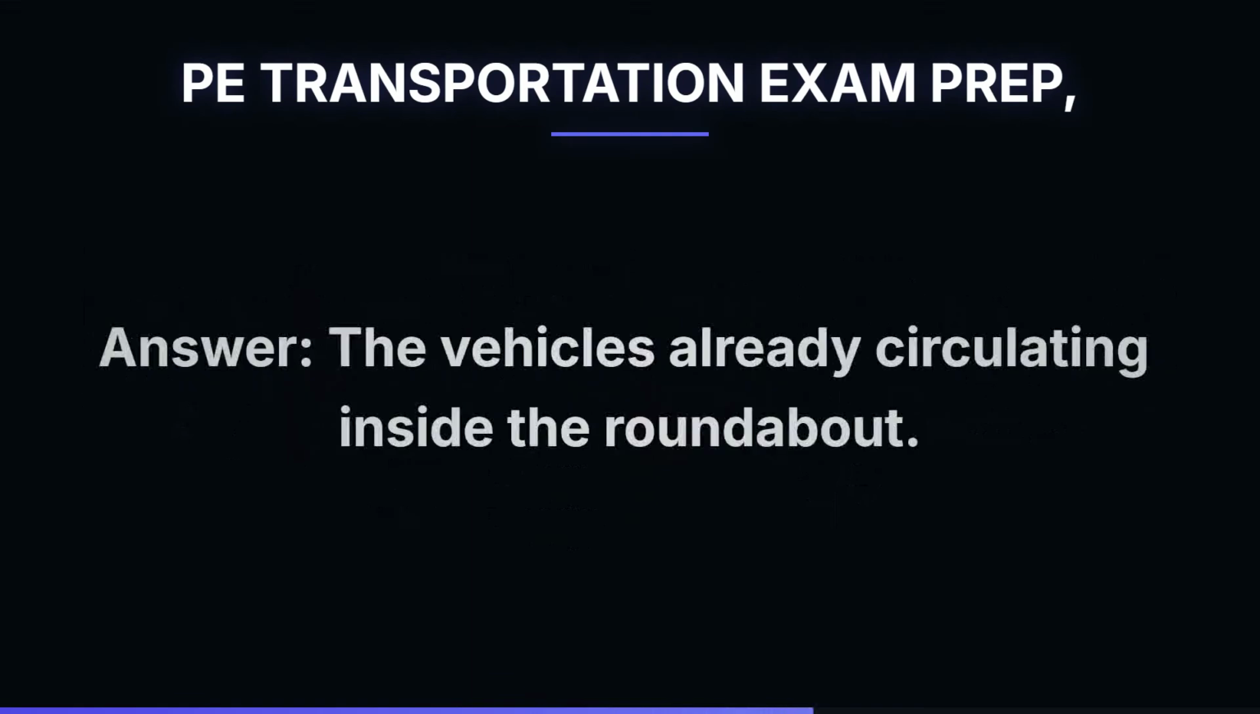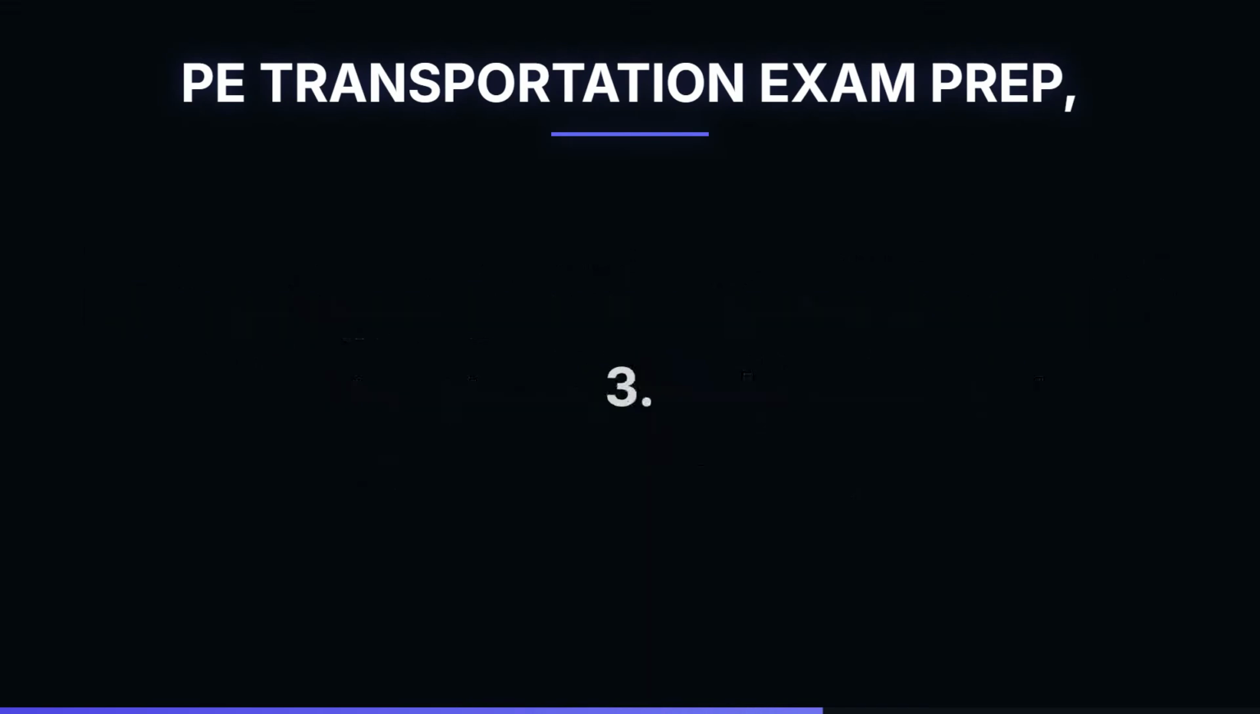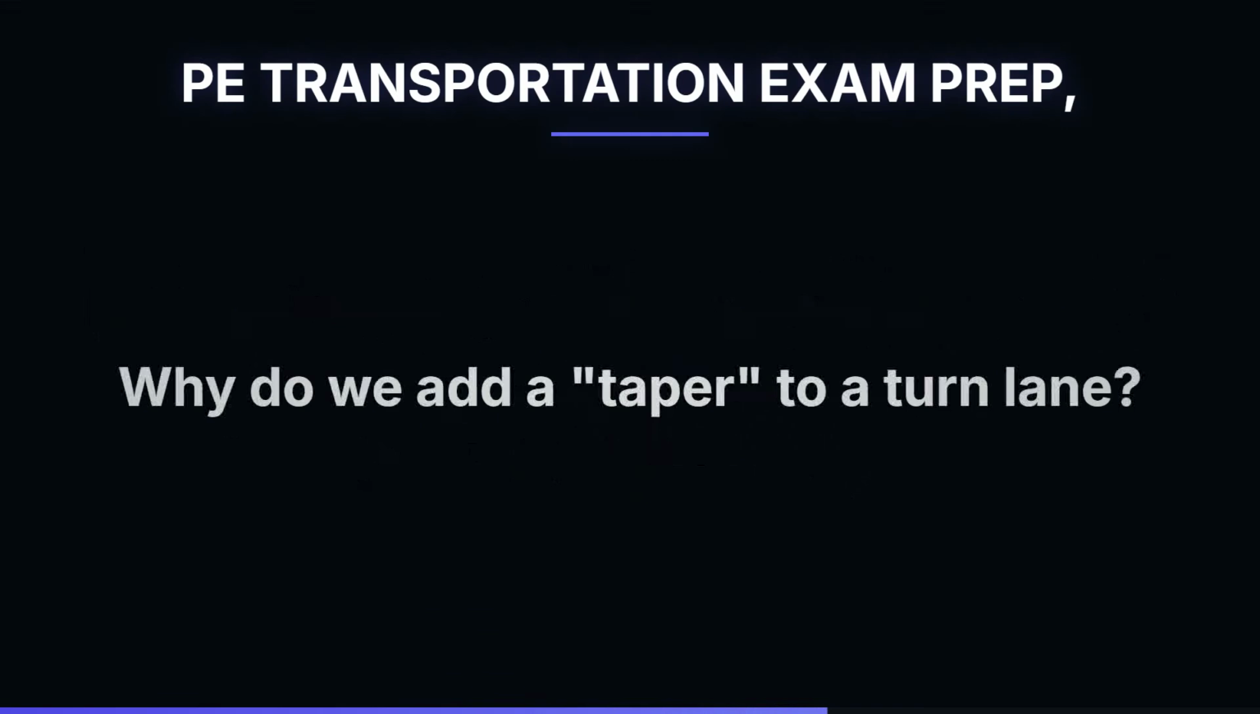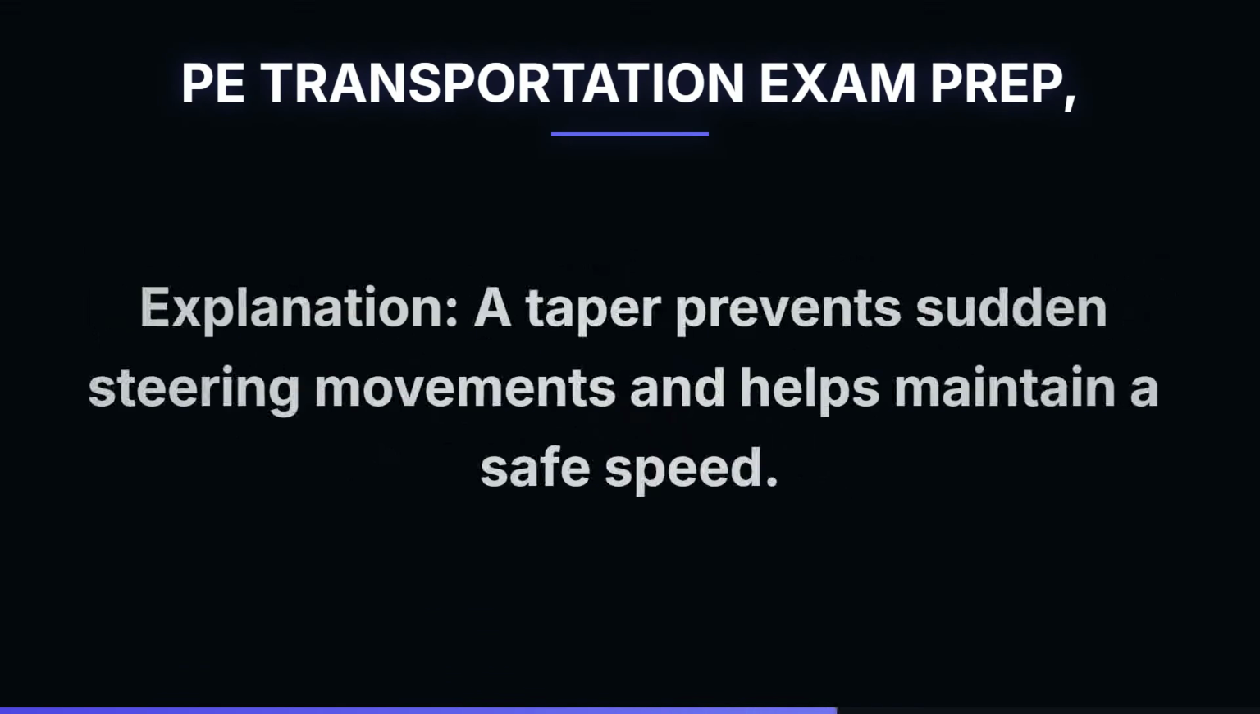Answer: the vehicles already circulating inside the roundabout. Explanation: drivers entering the circle must yield to those already inside to keep the flow moving. 3. Why do we add a taper to a turn lane? Answer: to give drivers a smooth path to move from the straight lane into the turn lane. Explanation: a taper prevents sudden steering movements and helps maintain a safe speed.